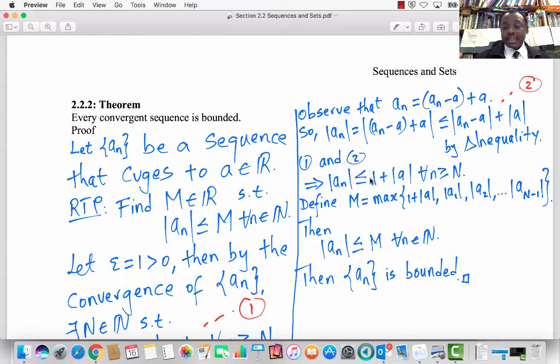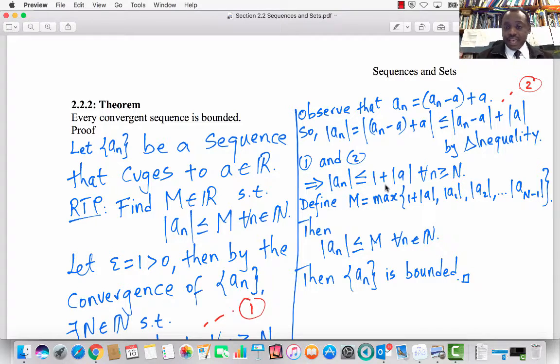We would have gone ahead and set our M to be 1 plus absolute value of a, and then we would say that the absolute value of a_n is less than or equal to M, and we are done. But not so fast. This inequality only holds for every natural number n greater than or equal to uppercase N. So what about a_1, a_2, a_3, right up to a_(N-1)? Are we sure that this inequality holds?